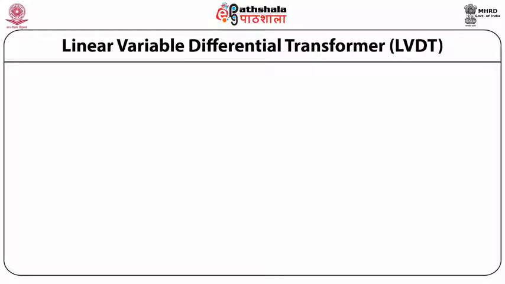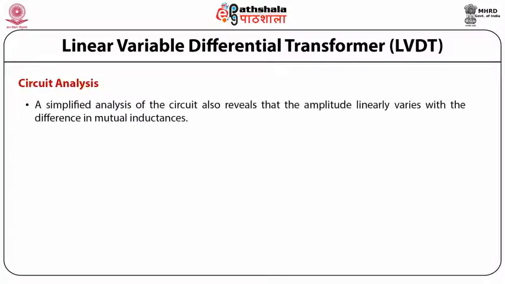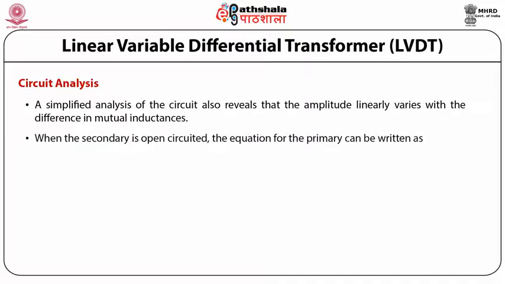Let us now discuss the circuit analysis of LVDT. A simple analysis of the circuit reveals that the amplitude linearly varies with the difference in mutual inductances. So when the secondary is open circuited, the equation from the primary can be written as i_p R_p plus L_p di_p/dt equal to e_i.